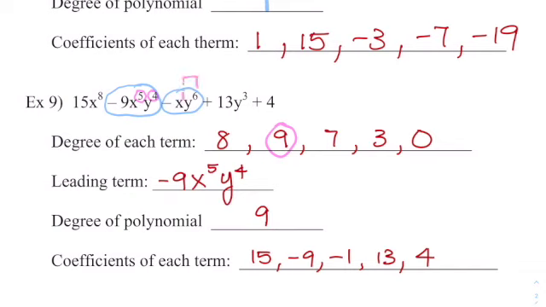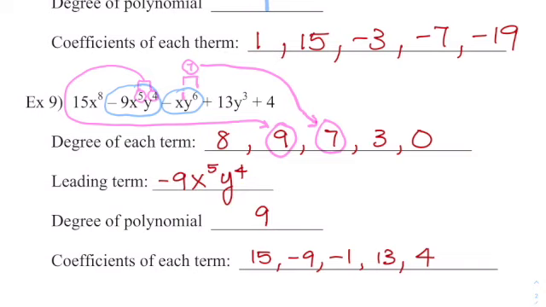So 1 plus 6 gives you 7. That's 7 right here. So I hope you guys understand that. And that is right here. And so because of that, the leading term is going to be -9 to the ninth power. And the degree of the polynomial is going to be 9, and those are the coefficients of each term.